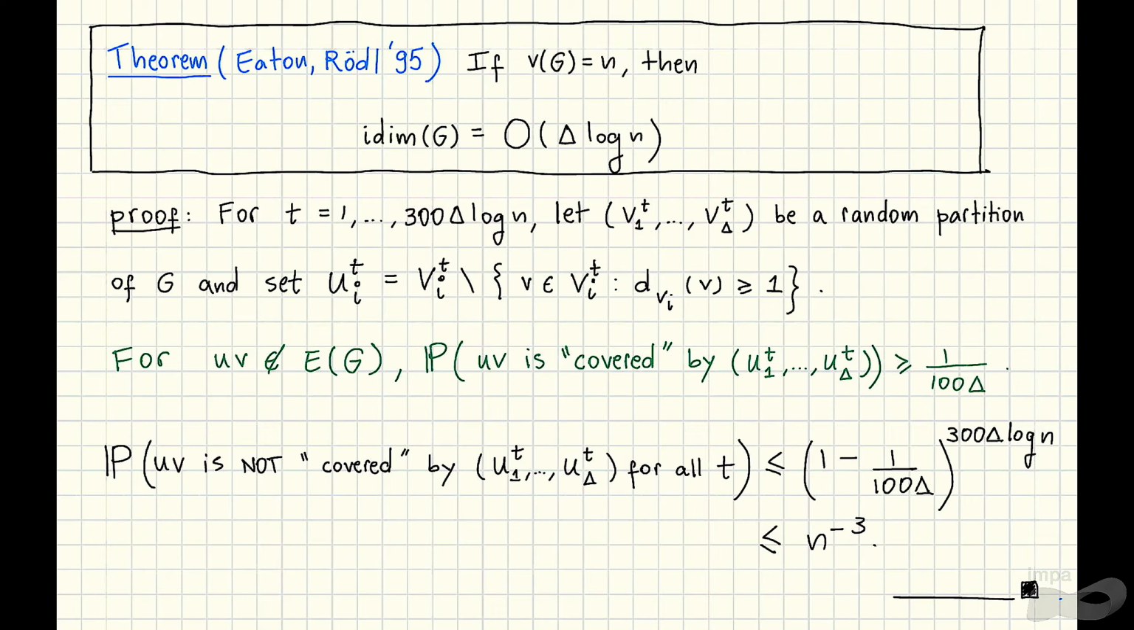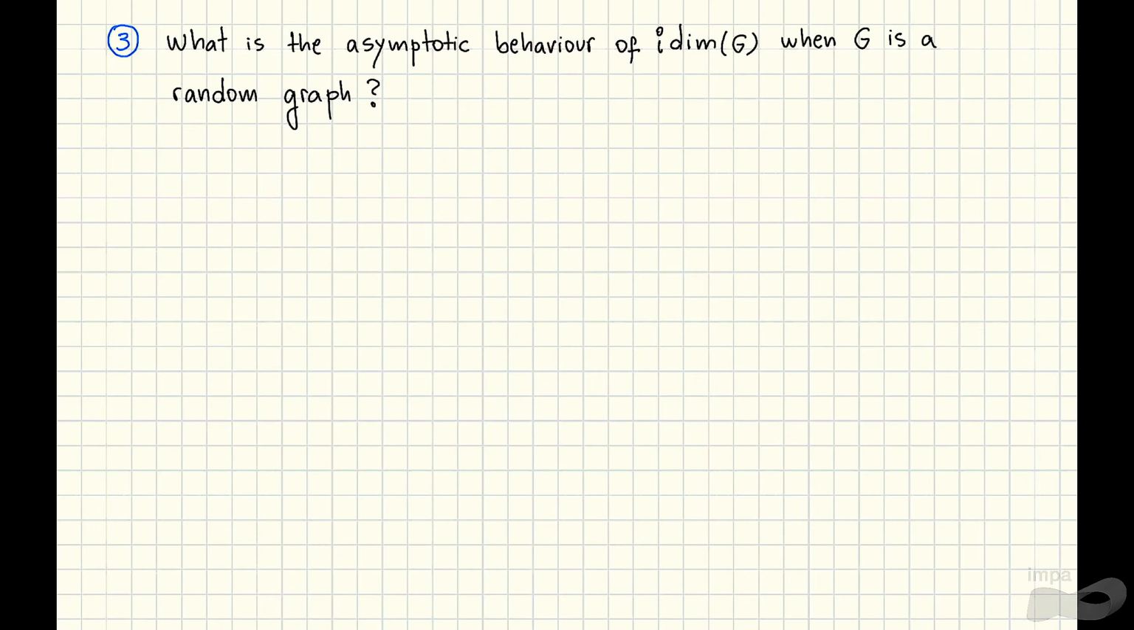Okay. Nice. So now let's go to the random graph setting. What is the asymptotic behavior of IDIM when G is a random graph? Let me define which random graph model we are interested in. So we are interested in G(n,p), which is the so-called Erdős-Rényi random graph.